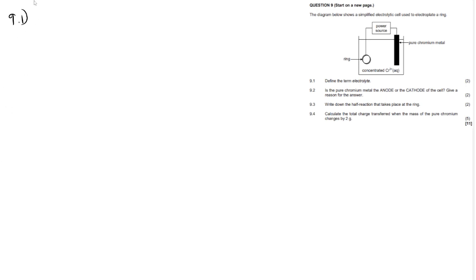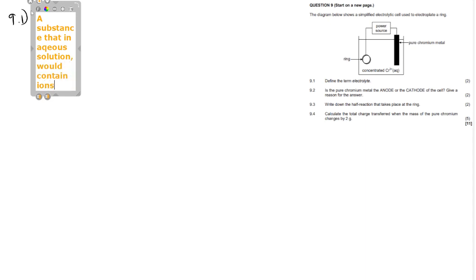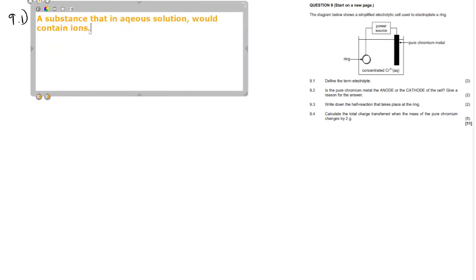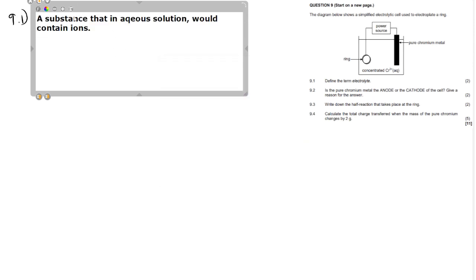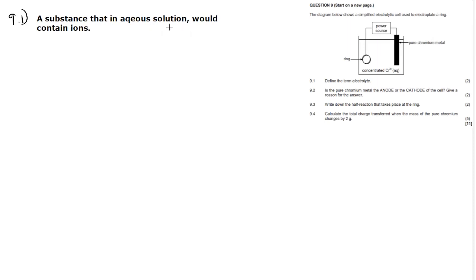Right, and so let us type that down and we'll underline the most important points. It is a substance that in aqueous solution would contain ions. Right, very important. So let's have a look at the important parts here. First, going to just change the color to black again. Okay, and so the important points here are a substance that in solution contains ions. Okay, those are the most important parts.